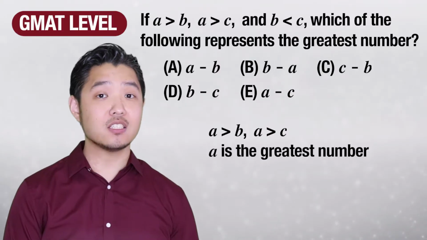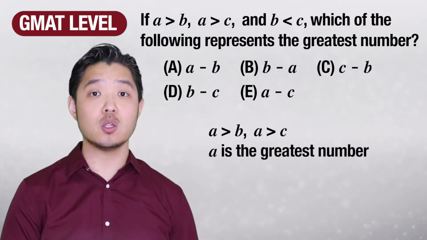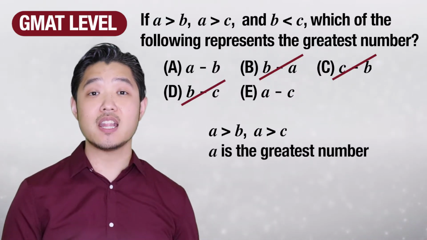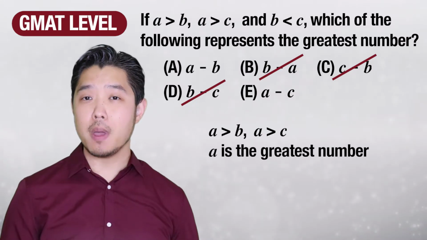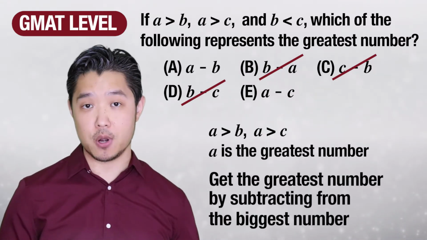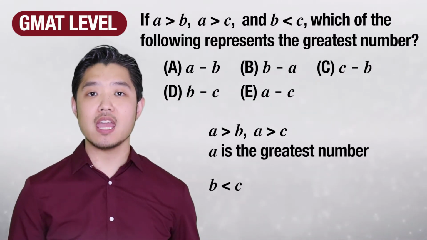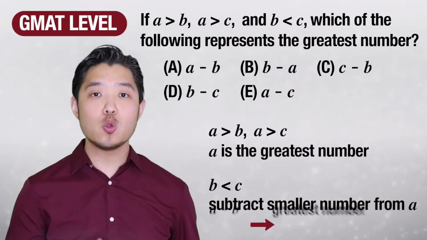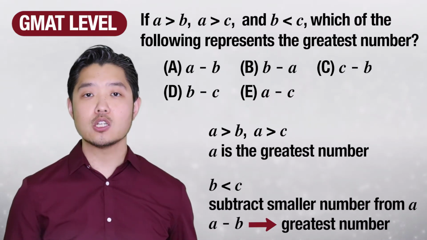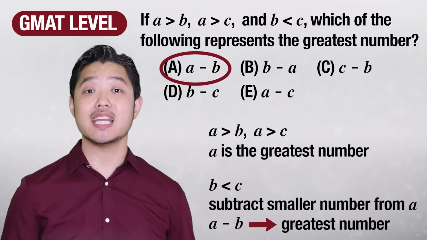We know that A has the greatest number, so eliminate any other answer choices that start with B or C because they are smaller than A. Remember, you will get the greatest number if you subtract it from the biggest number. Now, B is less than C, so we know that from A, if you subtract a smaller number, you will get the greatest number in whole. So, the answer is A minus B, and the final answer is A.